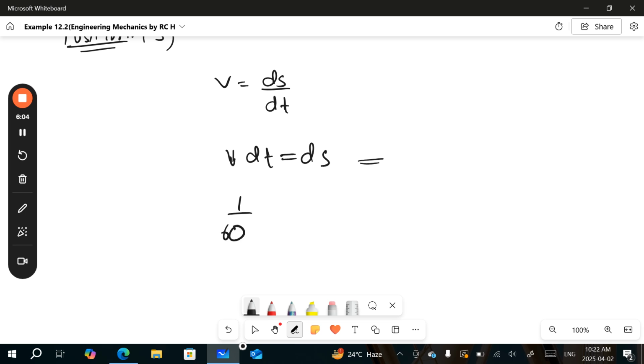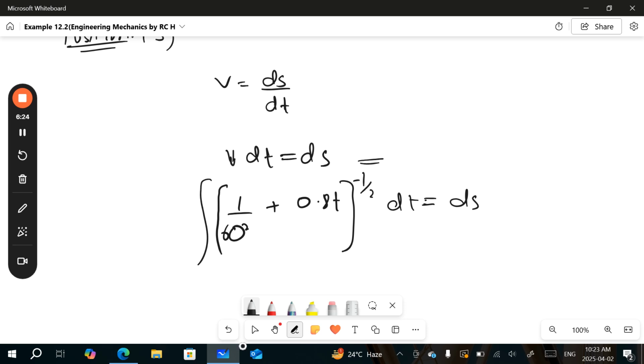(1/60 square plus 0.8 t) power minus 1 by 2 into dt is equal to ds. So here we can integrate on both sides. Integrating on both sides, the limits here will be 0 to s, and from here it will be 0 to t.